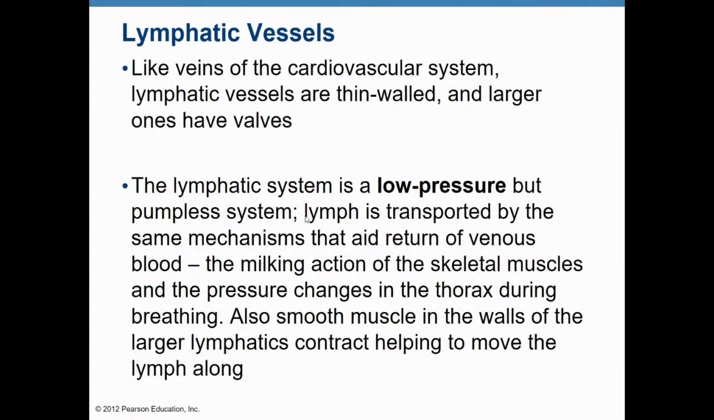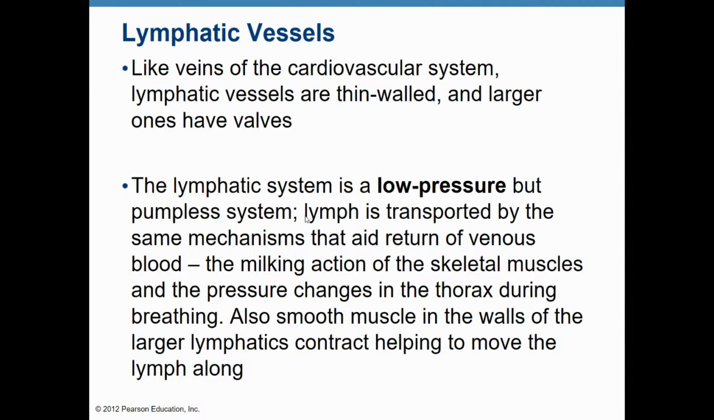Now, like the veins of the cardiovascular system, lymphatic vessels are thin-walled, and the larger ones are going to have little valves. Those little valves are just like the ones that we saw in the veins, where they're little flaps of tunica intima that point in the direction of lymph flow. The lymphatic system is a pretty low pressure system, right? And there's no pump. There's no separate heart to move the lymph through the lymphatic vessels.